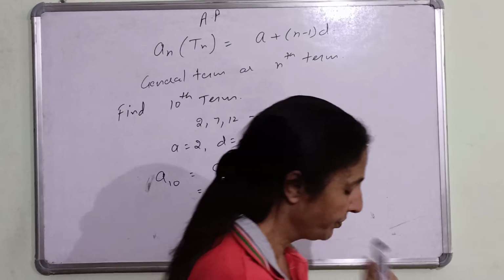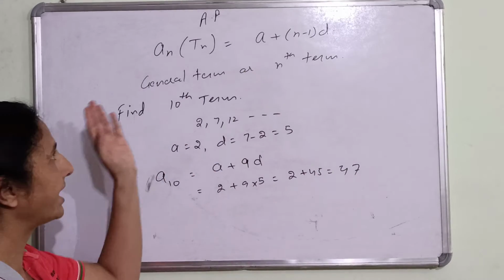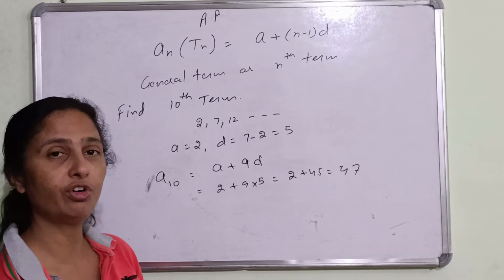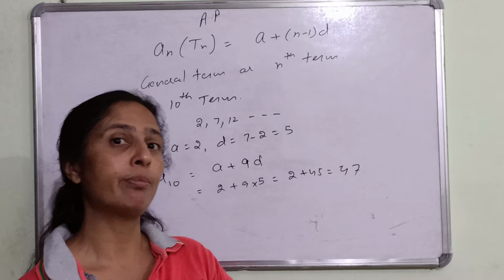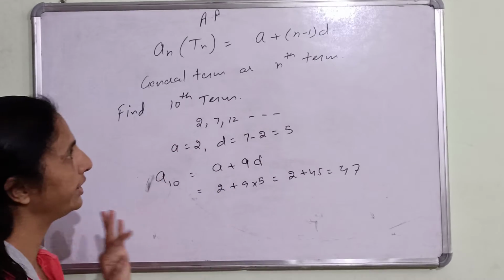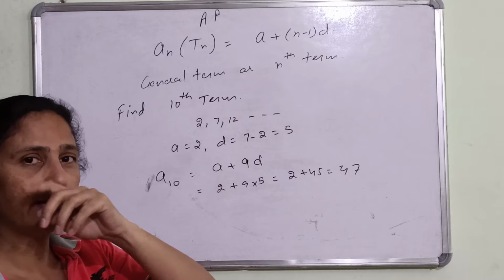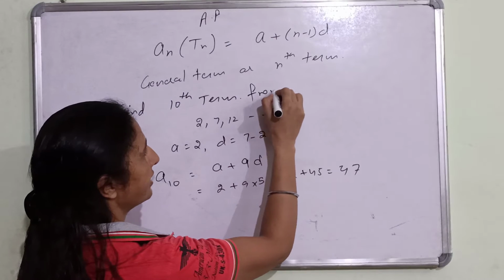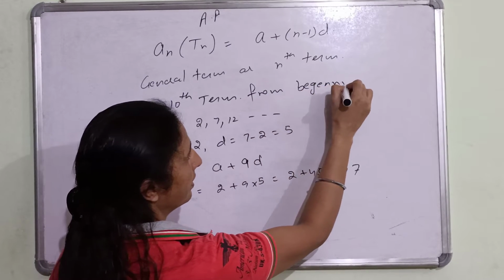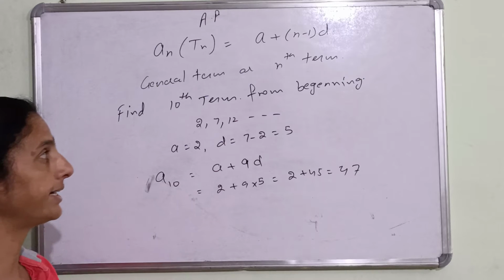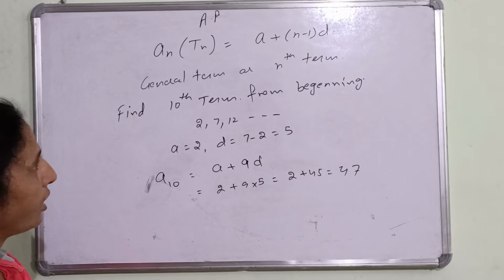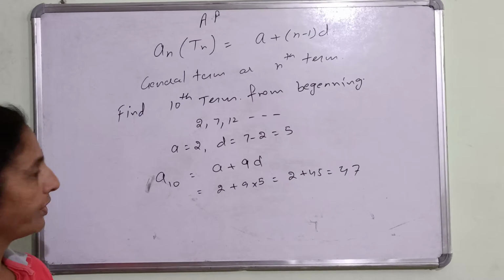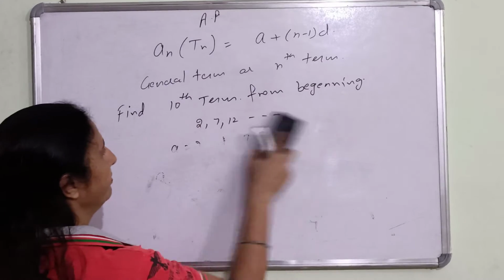Now, here we found the nth term from the beginning. If a question asks to find the 10th term from the end of the series, for that we first have to find the number of terms, that is how many terms are there, and then we can find it. Let me tell you.